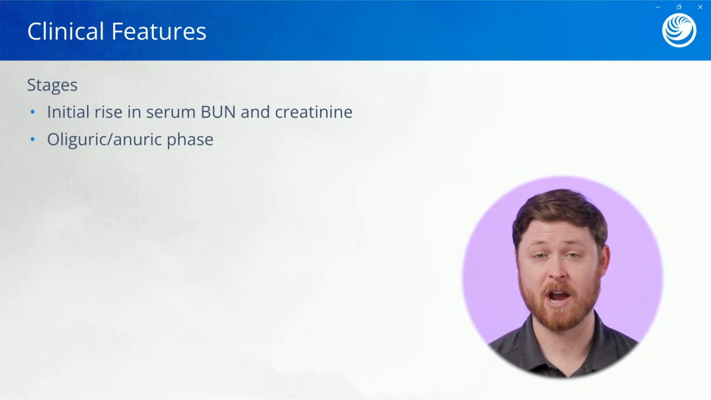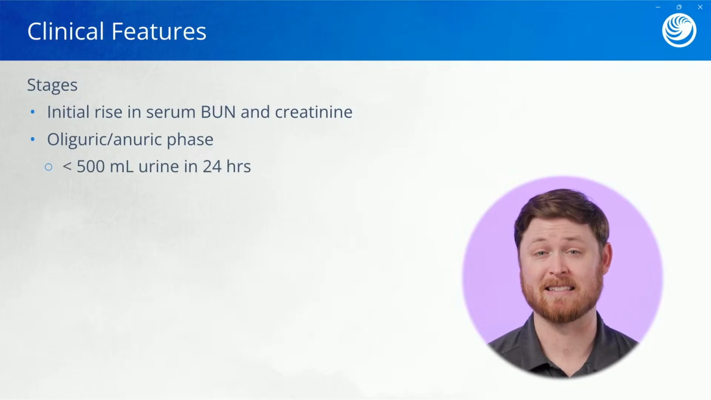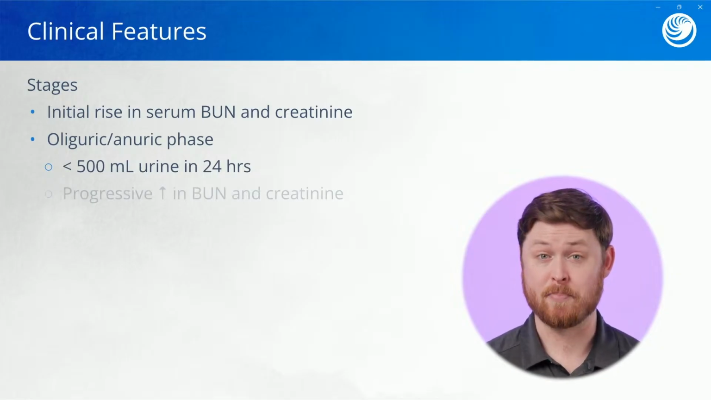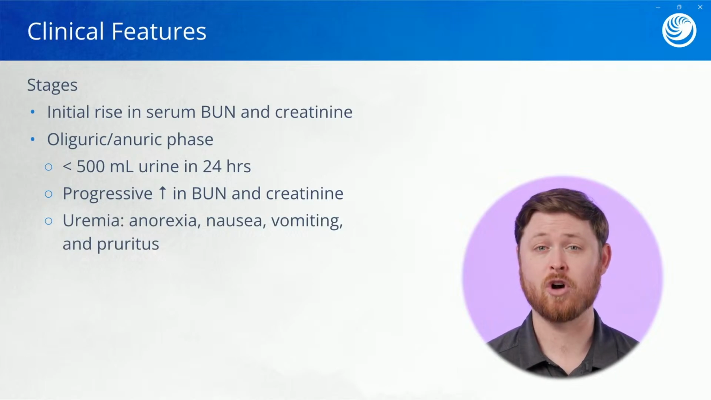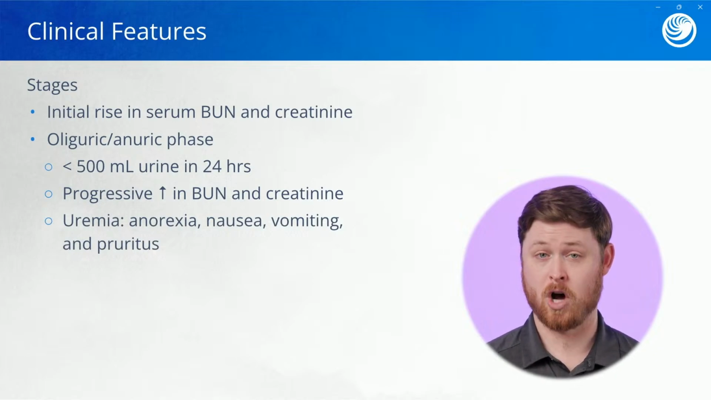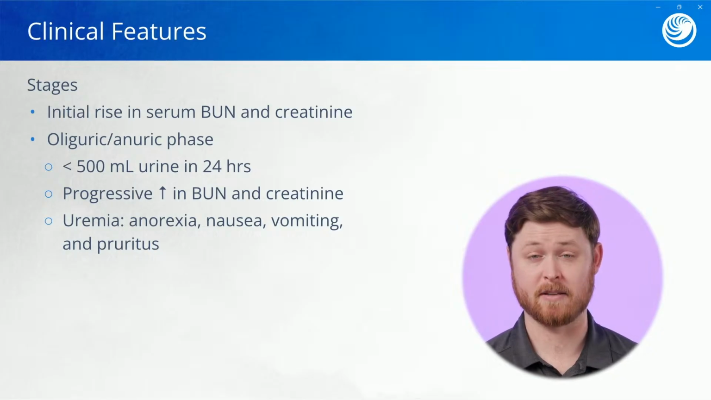And this phase is characterized by urine output that's less than 500 milliliters in a 24-hour period of time, a progressive increase in BUN and creatinine levels, an increase in serum urea levels, which is a waste product, again, that's typically eliminated by the kidneys. This results in uremia, which can cause symptoms of anorexia, nausea, vomiting, and pruritus.